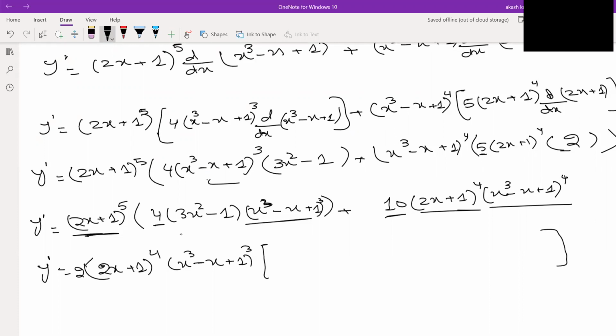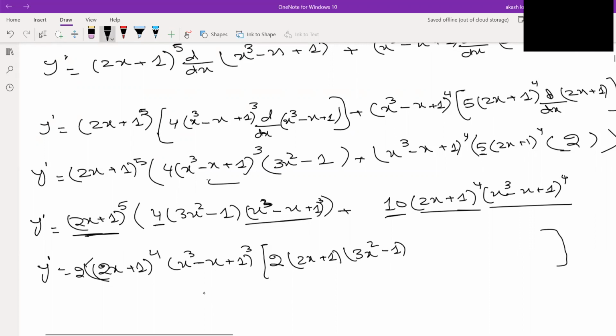So the function will be 2 times 4, 2 goes into 4 by 2 times. And 2x plus 1 power 4 is taken out. So inside is left 2x plus 1 only. And this whole term is taken out. And the left is 3x square minus 1. Is it clear? Okay.